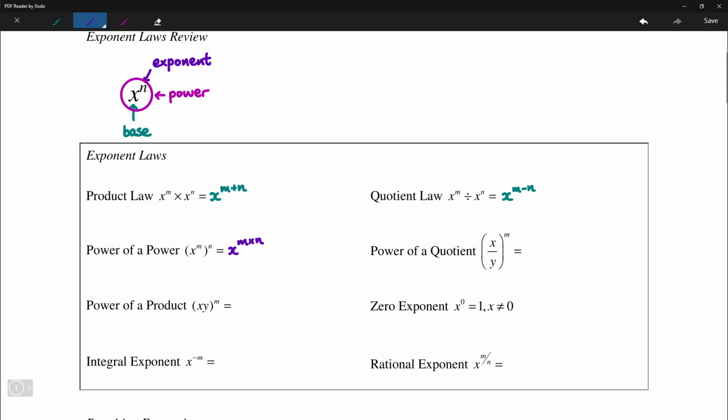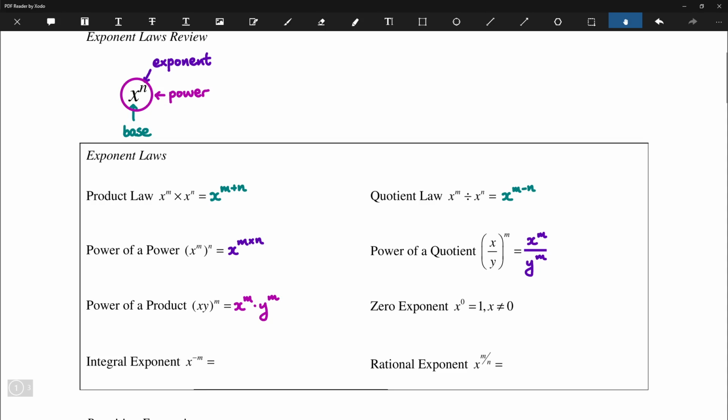Whereas if we have a quotient x over y all to the m power, then that is the same as x to the m over y to the m. Next, we have the power of a product. So if we have x times y to the m power, that would be the same as x to the m power, and then multiplied by y to the m power. If we have a base that is not 0, and the exponent is 0, then x to the 0 power is equal to 1.